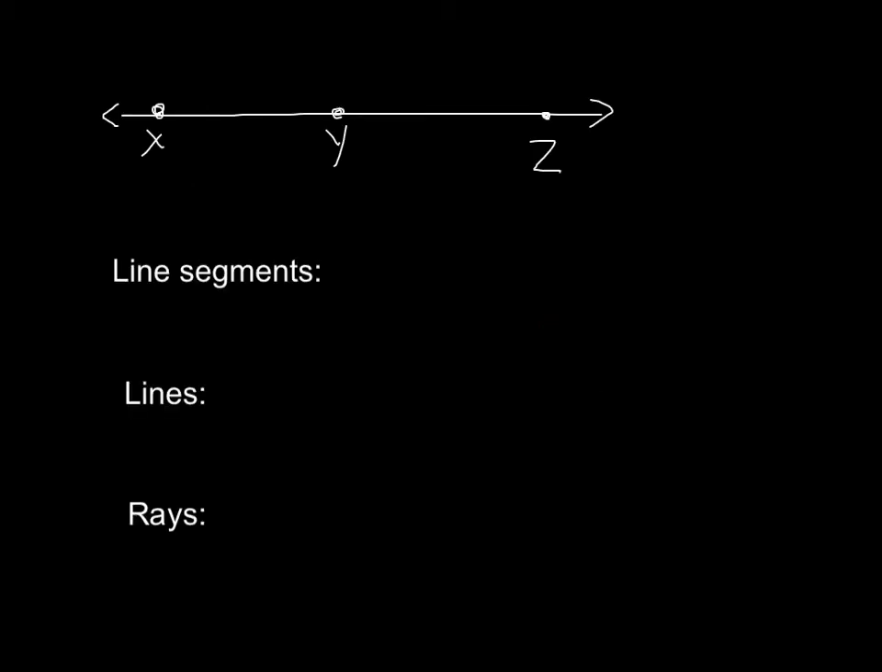So let's review with this example. Up above, we have an X, a Y, and a Z. All of these points are on what appear to be a line because it has an arrow and it continues infinitely on both sides. What are all the line segments that we can name from this line? Remember, you only need 2 points for a line segment.